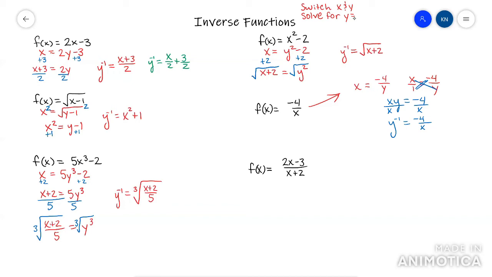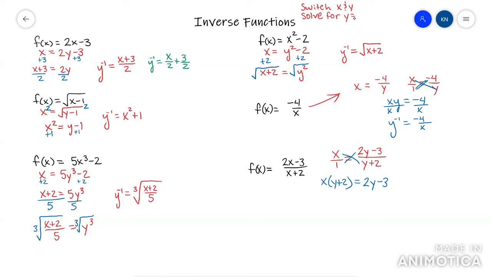Okay, this last one though, it's kind of more difficult than the rest. Basically, start out by switching x and y. You have to switch both of them. Like that. Now I'm going to have to cross multiply here, so I'm going to go ahead and put this x over 1. When you cross multiply here, this x times y plus 2 part is going to look like this. You're going to have to do distribution there. Then the other side is just 1 times 2y minus 3, which will be 2y minus 3.